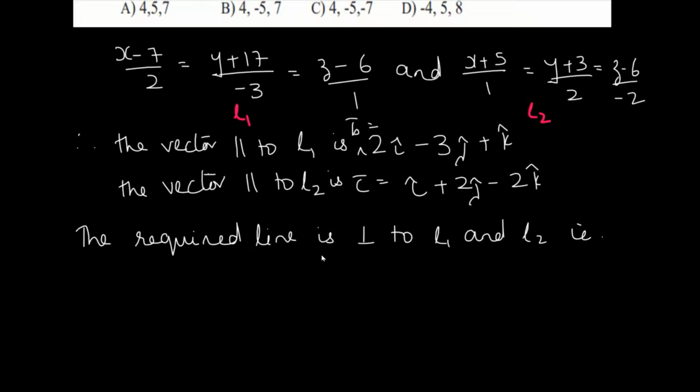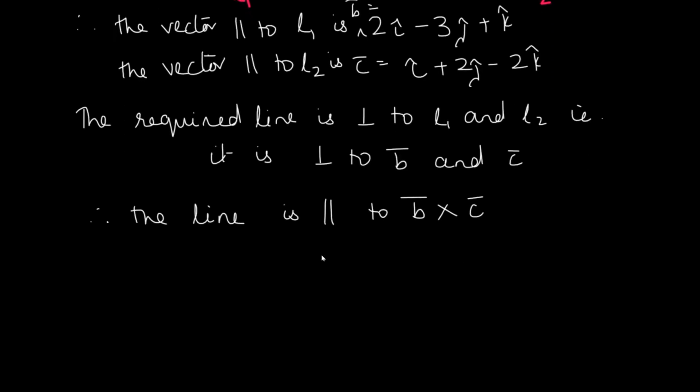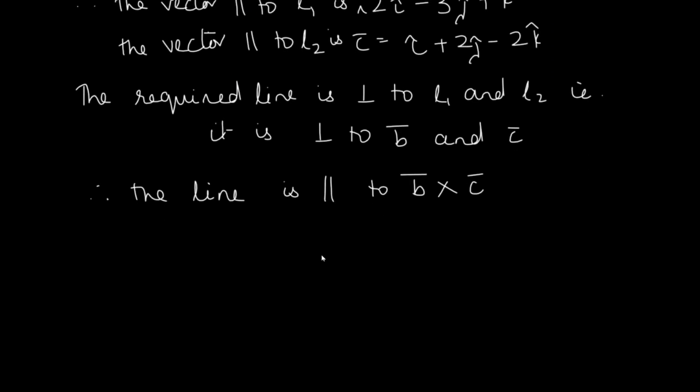That means it is perpendicular to b and c. b is a vector parallel to L1, c is a vector parallel to L2. So it is perpendicular to both these b and c. And therefore we can say that the line is parallel to b cross c. Now once we find b cross c, we can write the direction ratios of the line.